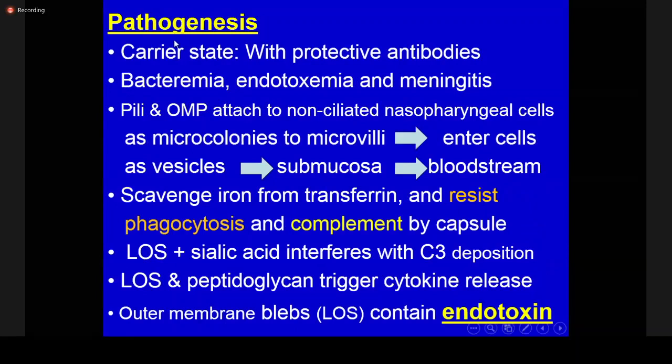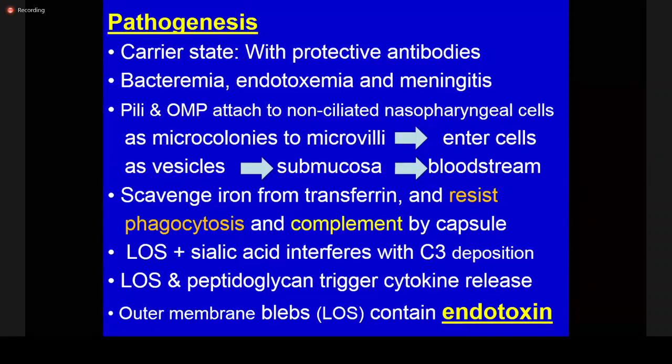Pathogenesis: from the carriers, the microorganism spreads. The carriers have, as I said, protective antibodies in their blood. Once the microorganism starts infection from a local area, it can cause bacteremia, endotoxemia, and meningitis. Pili and outer membrane proteins that I have spoken about make the microorganism able to attach to non-ciliated nasopharyngeal cells and form micro colonies on the microvilli.